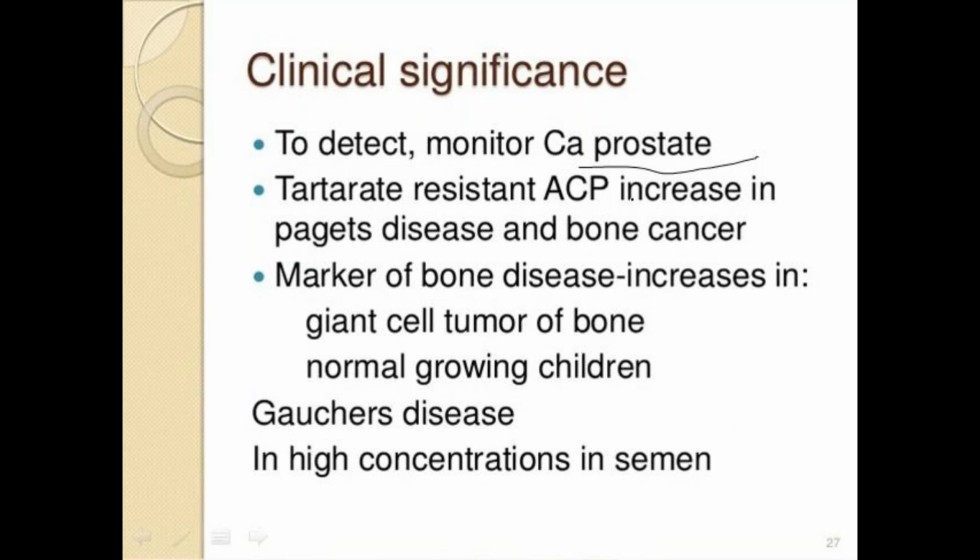Tartrate resistant acid phosphatase causes an increase in Paget's disease and also bone cancer. That means this is mainly responsible for bone diseases and cancers, mainly prostate cancer. And that is causing giant cell tumor of bone in normal growing children. And also Gaucher's disease, which also comes under metabolic pathways. It occurs in high concentration in semen. Okay, and this is the clinical significance of acid phosphatase.